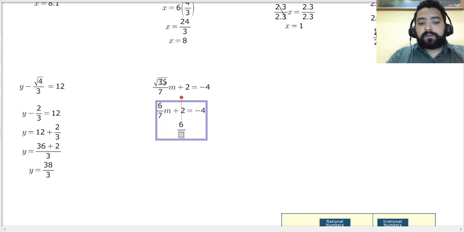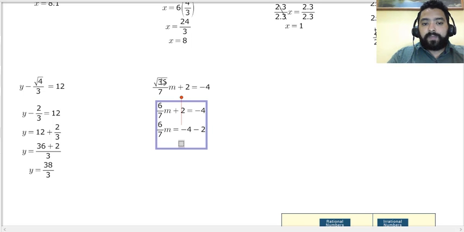Remember, it's important first to isolate the variable. So we're going to have negative 4 minus 2. Then we have 6 over 7 m equals negative 4 minus 2, which is negative 6. Then we are going to use the reciprocal. m equals negative 6, and we are going to multiply this negative 6 by the reciprocal of 6/7, that is 7 over 6.